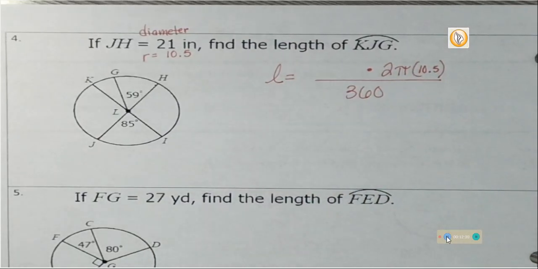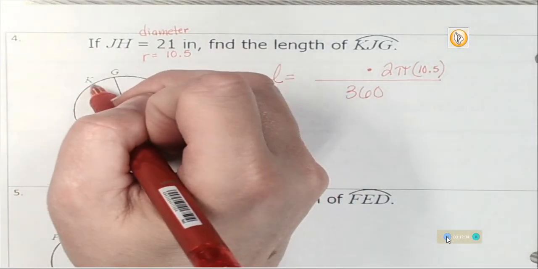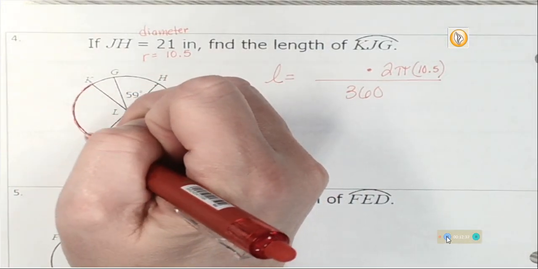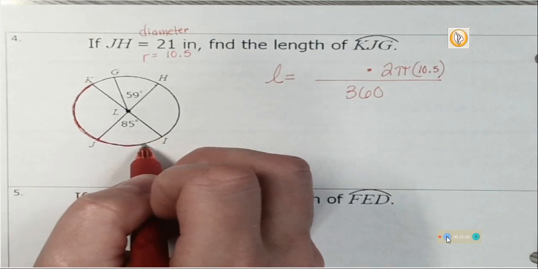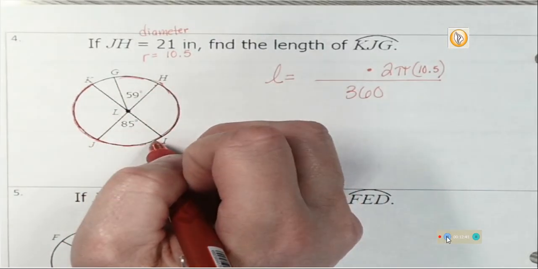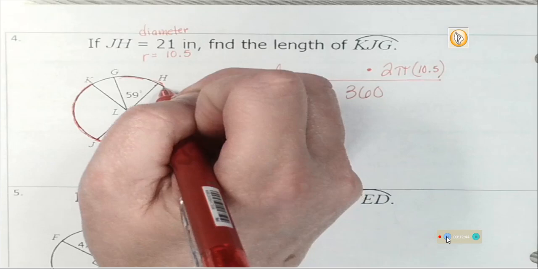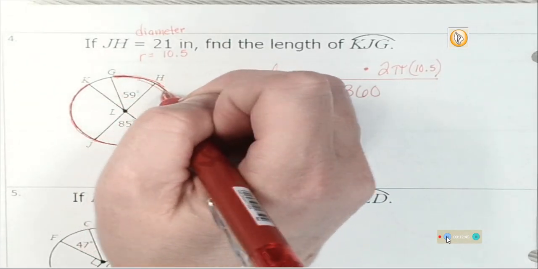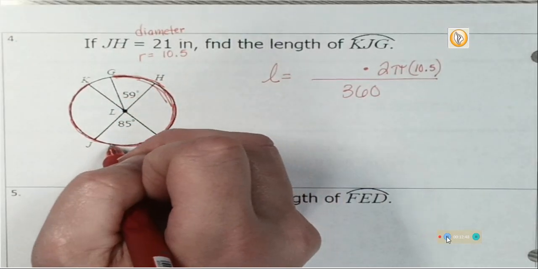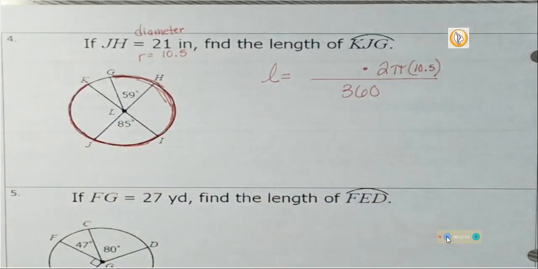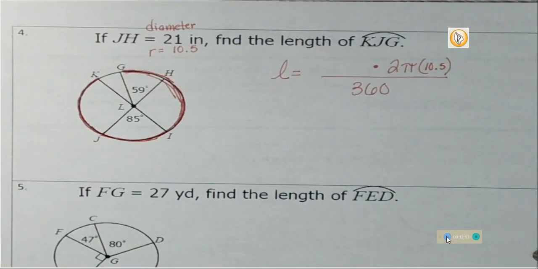Alright, I need to know the degree measure for arc K to J all the way around to G. So let me color that around. What do you notice I need? Just about the whole circle, okay? There's a couple of different ways you can find out how many degrees you need. Most of it is going to involve straight lines.